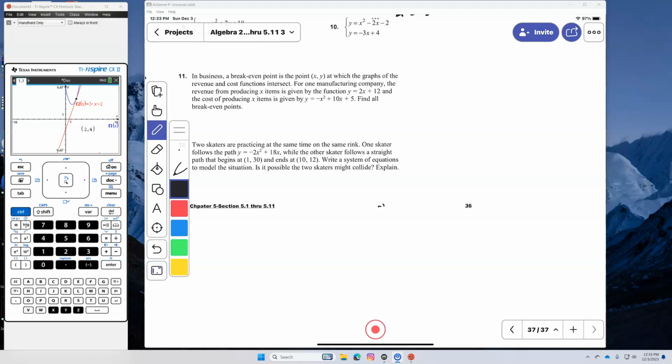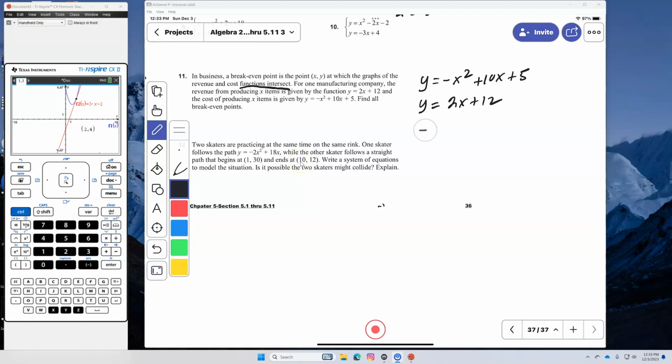So we have y equals negative x squared plus 10x plus 5. And then the other equation is y equals 2x plus 12. And it told us that it's when both of them intersect. So they've already told you that the break-even is when they both intersect. It tells you right here.